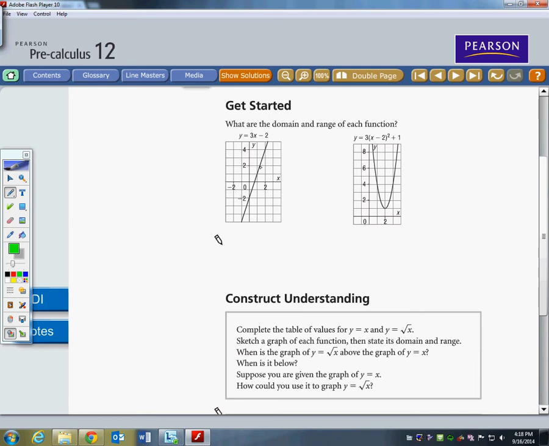There's no restrictions here. These arrows are going to go off forever, and x is all real numbers and y is all real numbers. And now in the second one, x can be anything. x is going to continue to go off forever in positive and negative directions, but you'll see that the y values, the range, is limited to greater than or equal to 1.